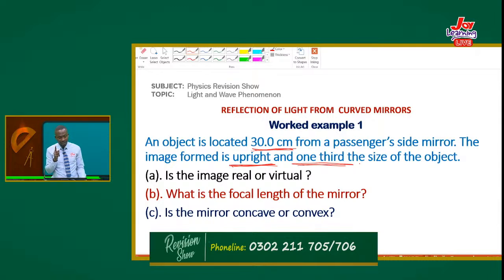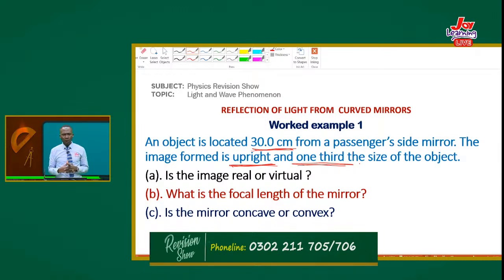Very important. All right. Now, you're asked to tell whether the image is real or virtual. Well, if it's a passenger's side mirror, then we can say that the mirror will be a convex mirror. And convex mirrors form virtual images. So I can say that the image is virtual. Fine. If it's virtual, what is my proof? The image distance will be a proof of whether the image is real or virtual. So get to understand this. Because we are dealing with spherical mirrors, concave and convex mirrors, and concave mirrors form both real and virtual images, whereas convex mirrors form only virtual images.